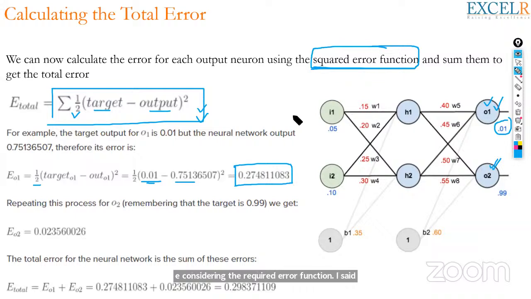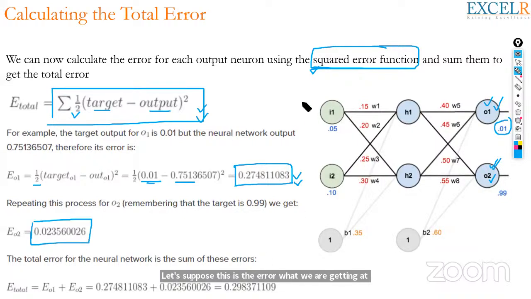As I told you, there are a lot of error functions available. You can take the absolute error. You can also take the percentage of error. You can also take the squared error. There are a lot of error functions available. So let's consider the squared error function. Based upon that, this is the error we are getting at node O1. Similarly, we can also calculate the error at node O2. Let's suppose this is the error we are getting at node O2.